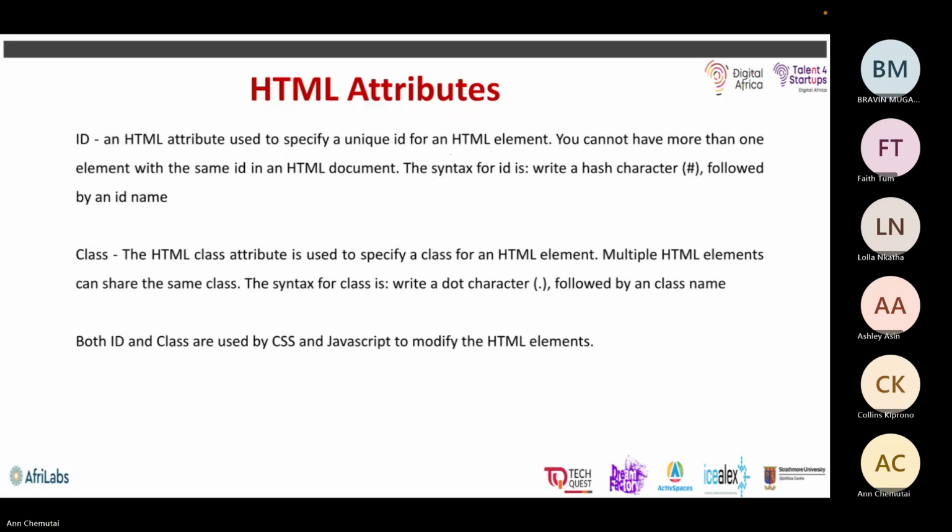But since we are one family, we all have one last name. That is the class. So whenever we call the name of that family, we'll be using a class and we'll be referring to any member of the class of that family, right? So the class attribute will help us to do the same with multiple HTML elements. And if you want to write it, you just use the dot character before the name.